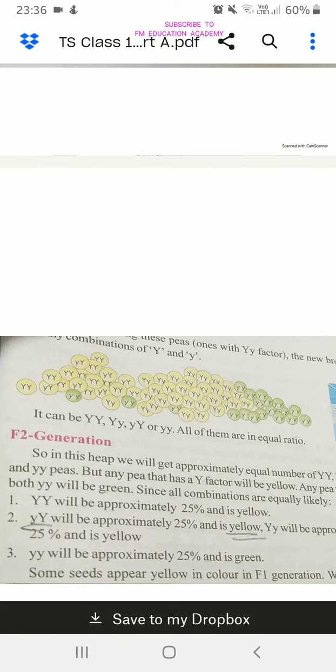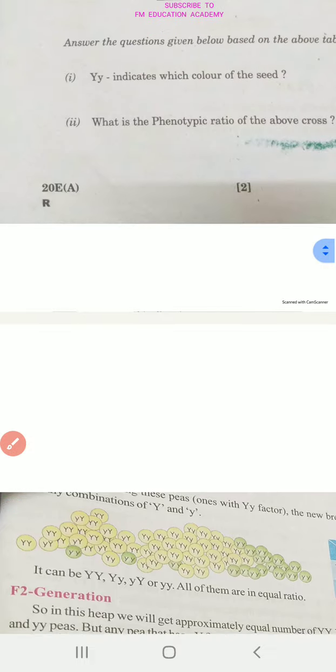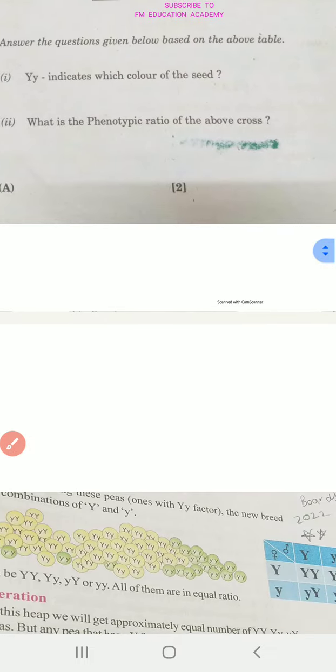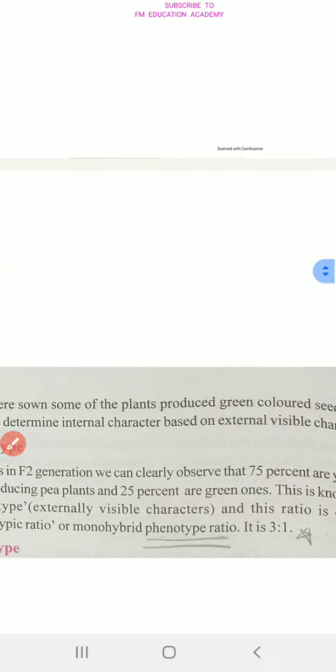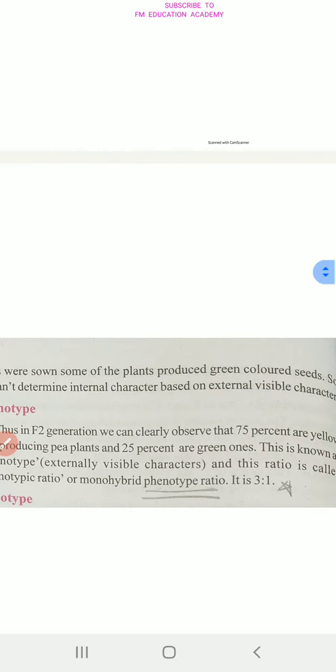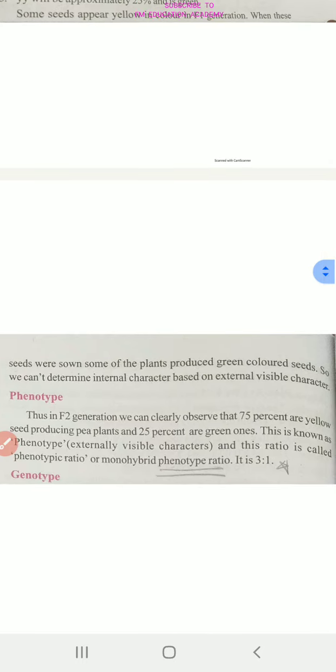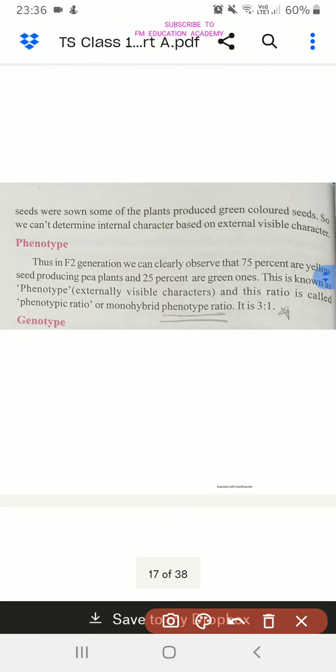Okay, and next question is, what is the phenotypic ratio of the above cross? So this question was also there. If you do the phenotypic ratio, you will get the phenotypic ratio is 3:1. This is also there in your textbook in the chapter Heredity and Evolution. Okay, so how are you getting 3:1?